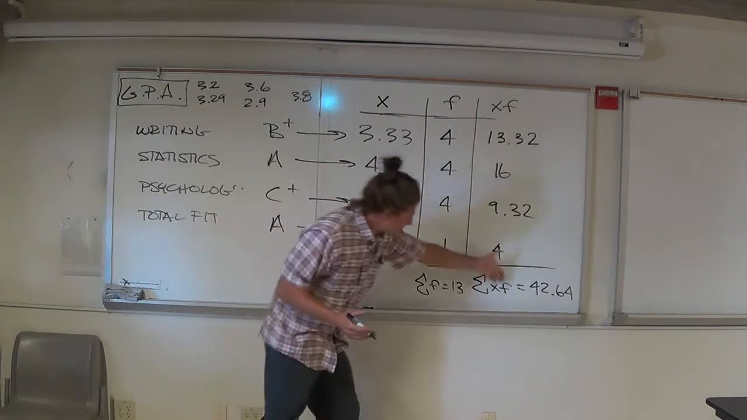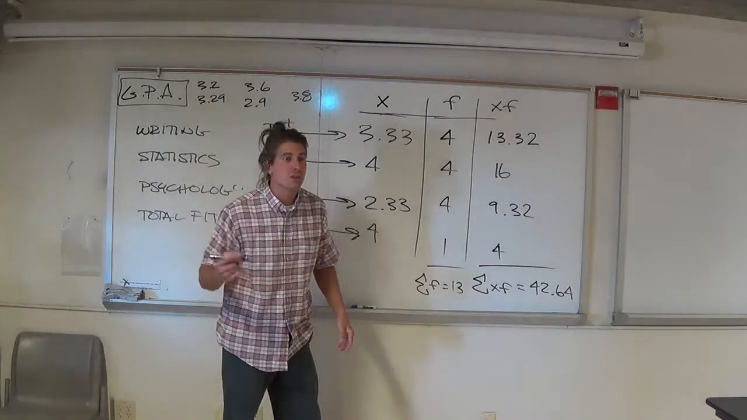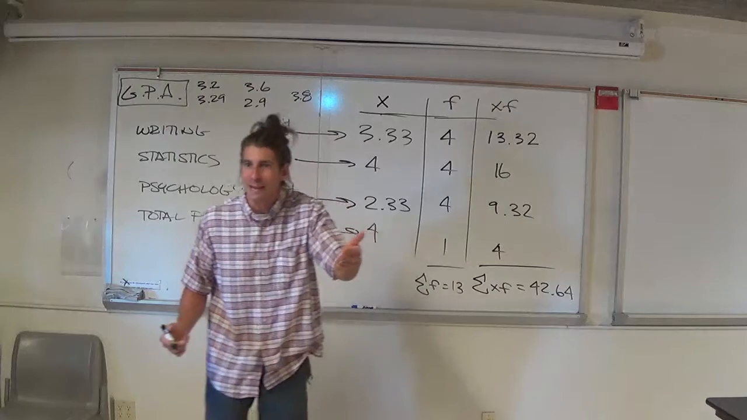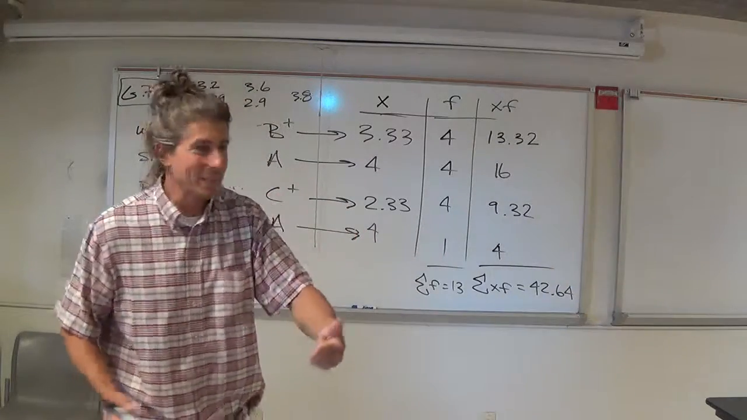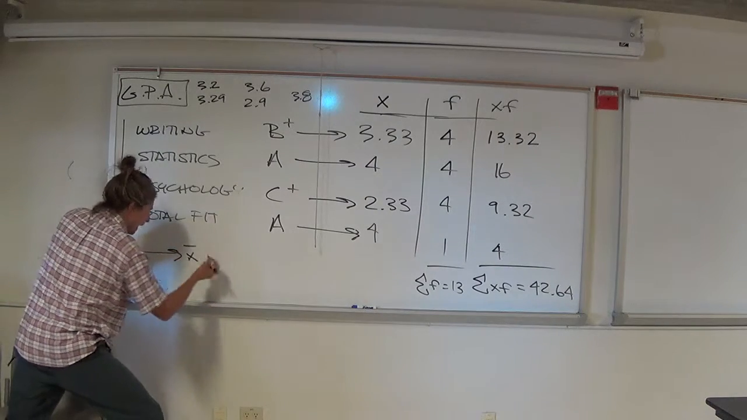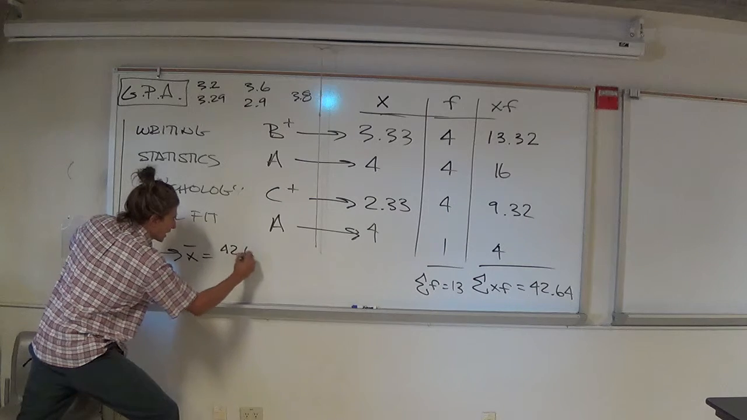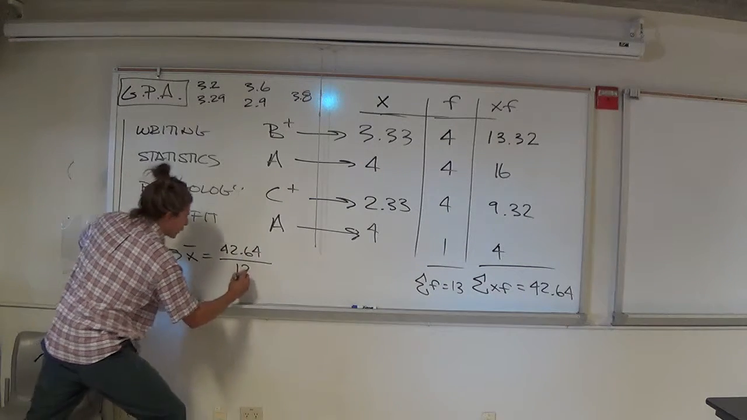We've amassed that many quality points. We've taken that many credits to do it, so how many quality points do we have per credit, which is what a GPA is? How many quality points per credit did you earn? That's what a GPA is. Let's come down to here. The GPA, we're going to call it X bar to stick with our language, is going to be that 42.64 over 13.